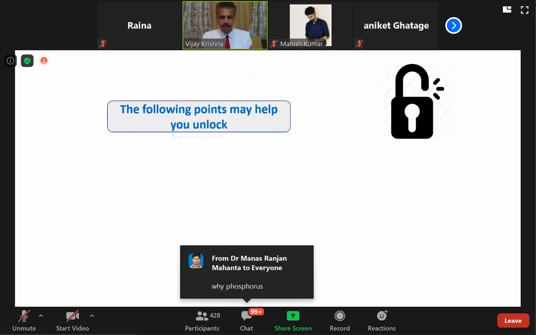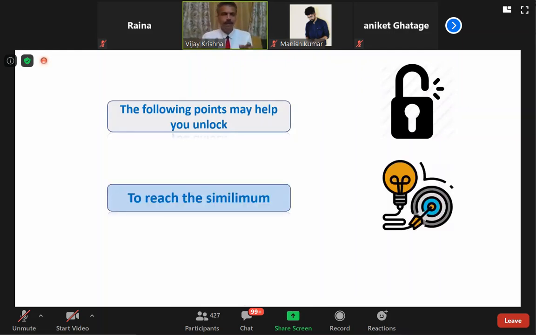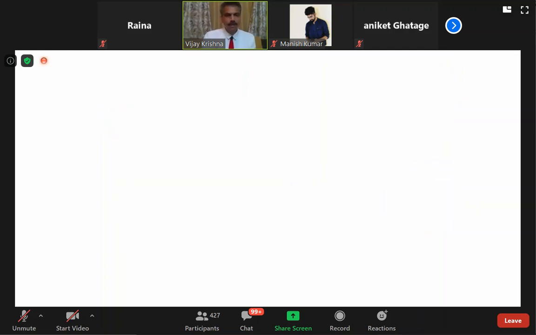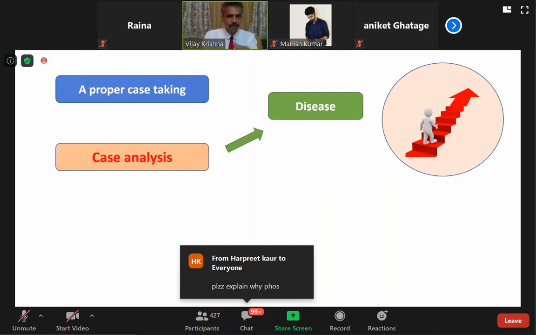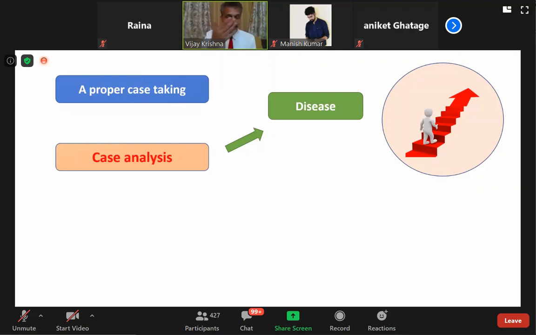The following points that I'll be sharing might help a few of you unlock a few things. When you want to reach the simillimum, we don't have any shortcuts. When you're talking of a surgical case, we have the same pro forma. We take proper case taking and we analyze the case. Analysis could be at the level of disease, very important. When I say disease, it is about the miasmatic analysis. Vijaykrishna's book on miasms is a very easy book, which has scientifically explained it. You can go through that book for miasms.